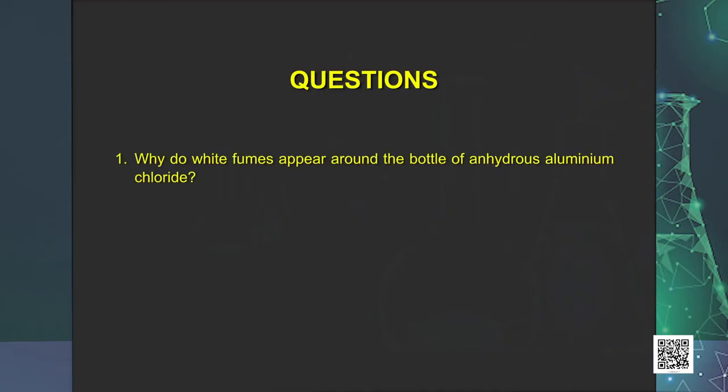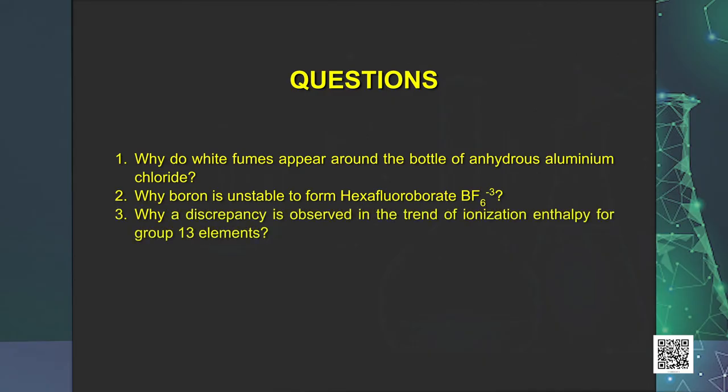Let me leave you with some interesting questions. Question number 1 is, why do white fumes appear around the bottle of anhydrous aluminium chloride? My second question is, why is boron unable to form hexafluoroborate? Question number 3 is, why is a discrepancy observed in the trend of ionization enthalpy for group 13 elements?